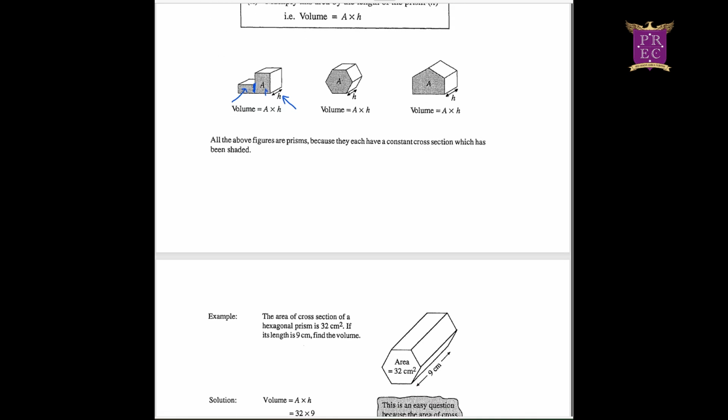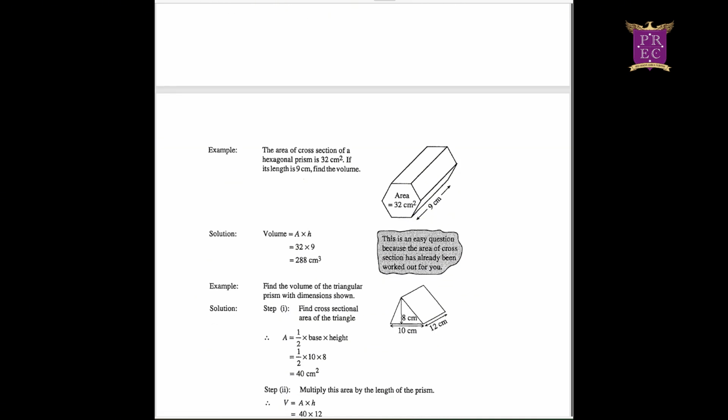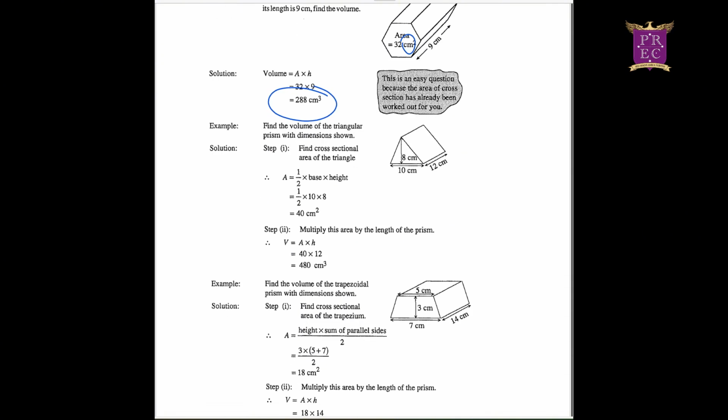Now here are some examples. They already give you the area, so what we need to do is 32 times 9, which gives us 288 cubic centimeters. Always remember the units. Here are some examples. You guys can read through them. I'm not going to go through every single one of them because we'll be doing questions right after this. All you need to remember is find out the area of the front-facing face and then multiply it by the length.